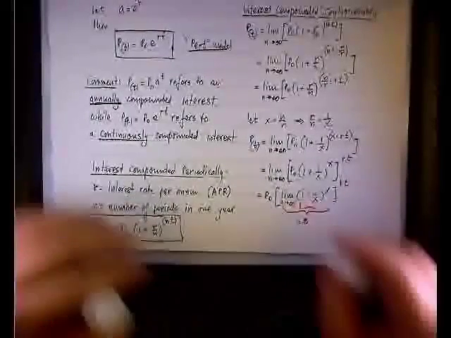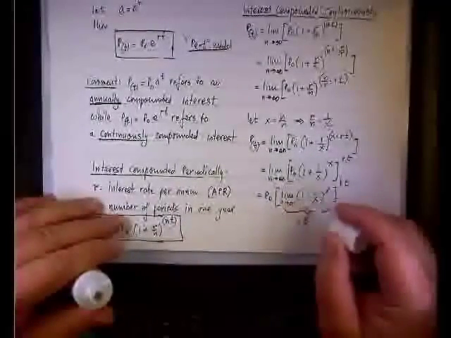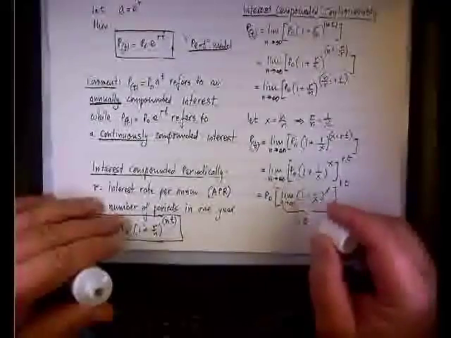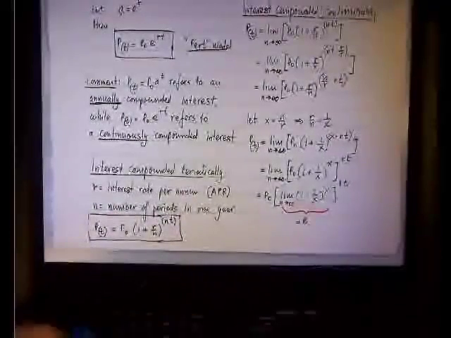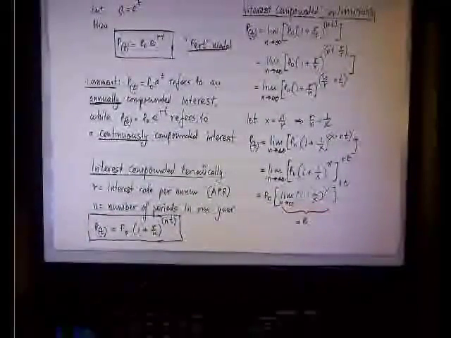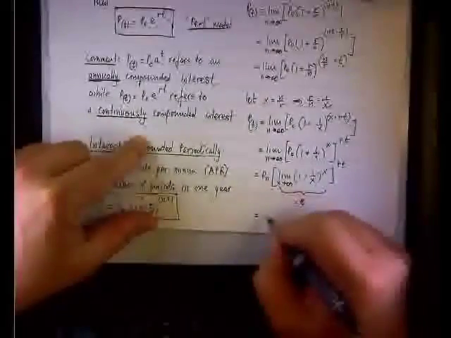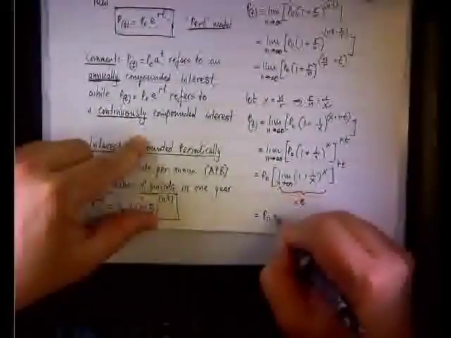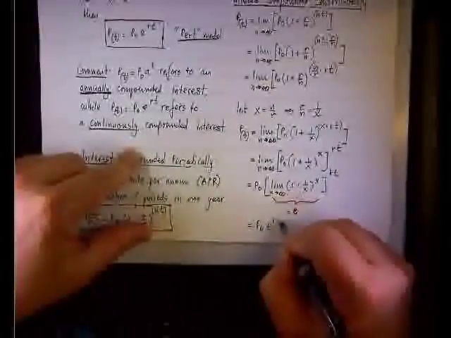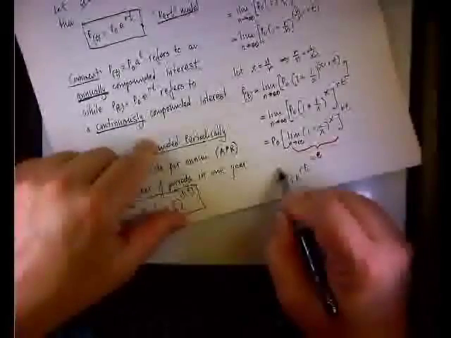So here's the end result. This is the result. This is the proof. If we compound continuously, then we end up having P sub 0 e to the power of rt, as advertised.